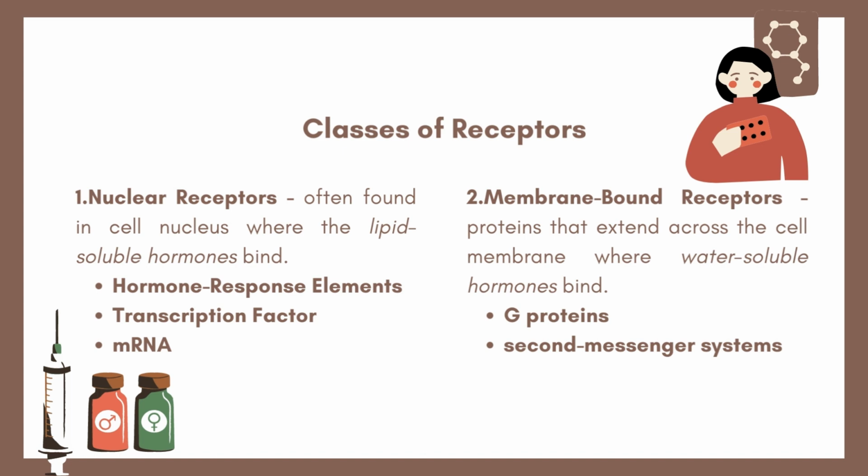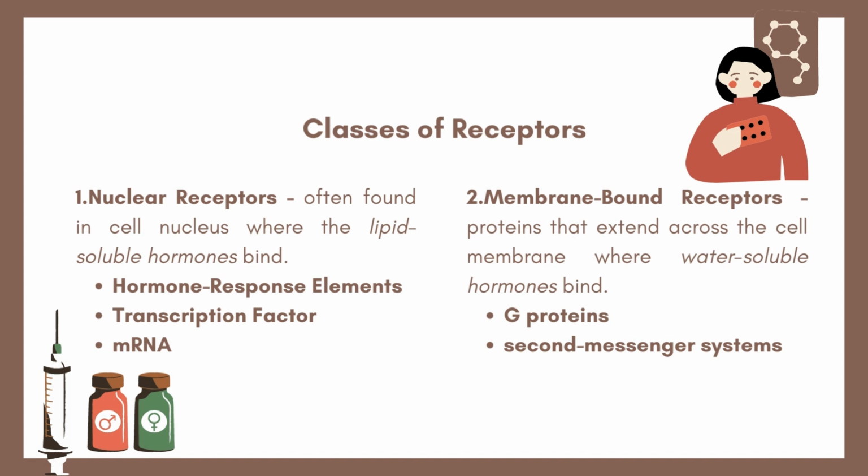The hormone receptor complex activates genes, which in turn activate the DNA to produce mRNA, and the mRNA, or messenger RNA, increases the synthesis of certain proteins that produce the target cell's response.